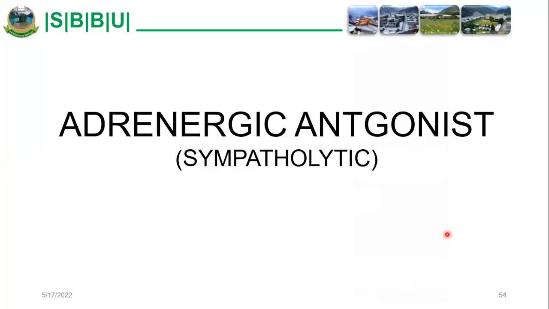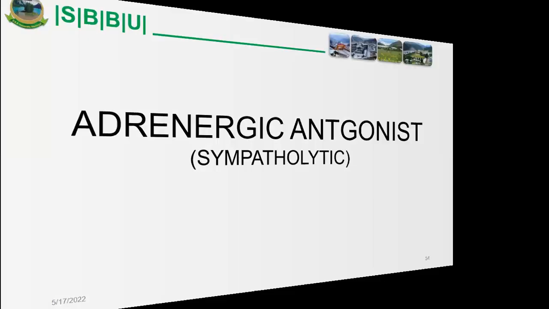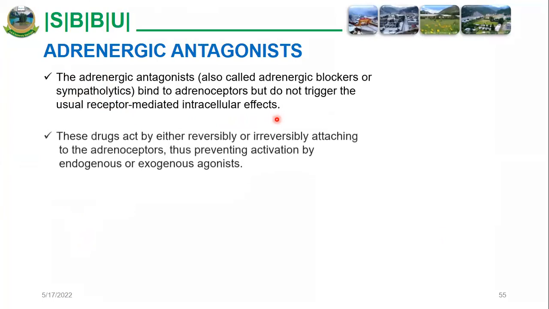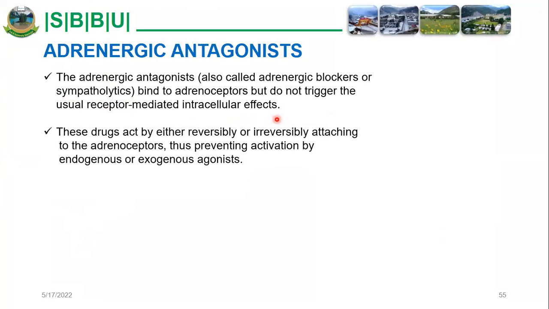Similarly, the last chapter is about adrenergic antagonists, also called sympatholytics. They mostly counteract the effects of adrenergic agonists. Also called adrenergic blockers or sympatholytics. There is various terminology that can be used for the adrenergic antagonists. They mostly bind to the adrenergic receptor but do not trigger the usual receptor-mediated neurotransmitter effects. Mostly, they block the effects of adrenergic receptor drugs.